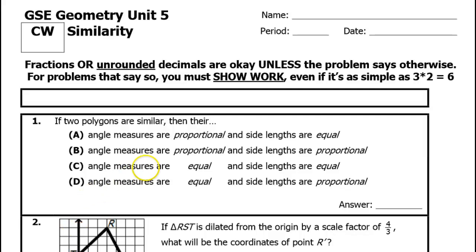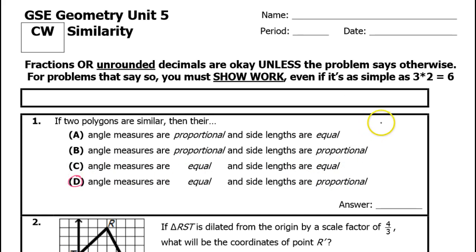In this video, we will review some concepts relating to similarity. For starters, if two polygons are similar, then their angle measures are equal and their side lengths are proportional. So you should have chosen option D.